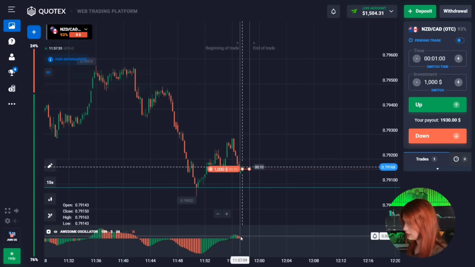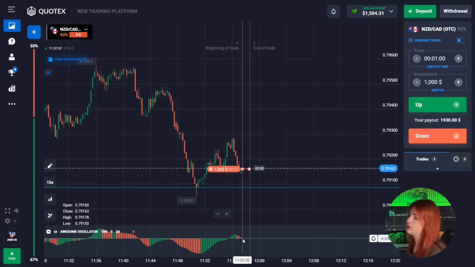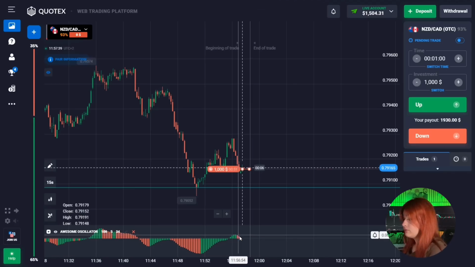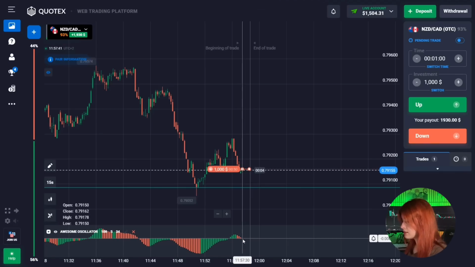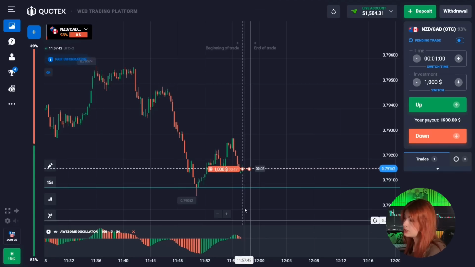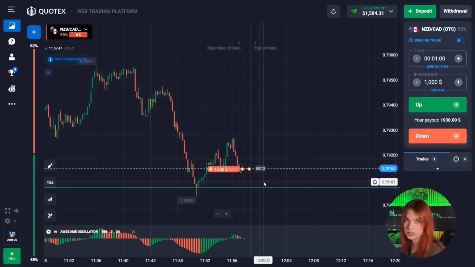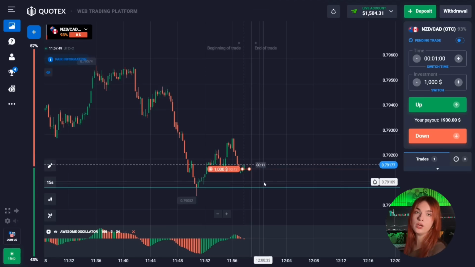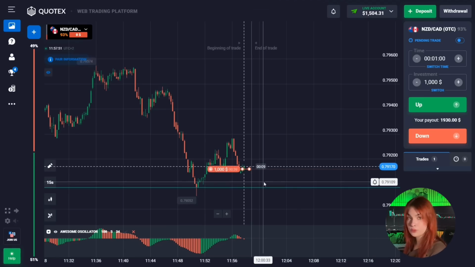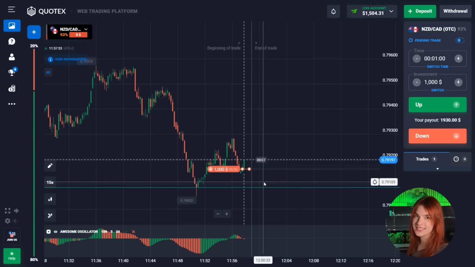We also see that a red histogram is starting to form on the indicator. Well, that is, the volumes are starting to grow downward. This means that a downward movement is expected in the near future, so it is on this moment that we will try to make money here with you. I hope that 1 minute will be enough for us in this case, so let's wait for the result.